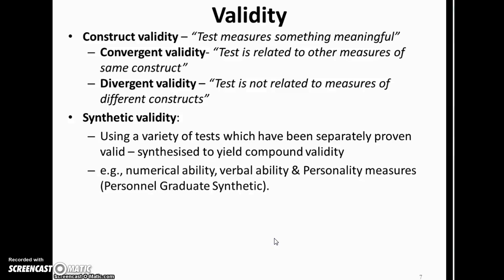Incremental validity is where you use a whole range of tests in combination to produce a compound validity. So we would look at different behaviours, things like, well, in this example, numerical ability, verbal ability, and personality measures. We would put them all together to say that all of those things in combination would provide an ideal personnel graduate. And we would look at using those tests in combinations in that way.